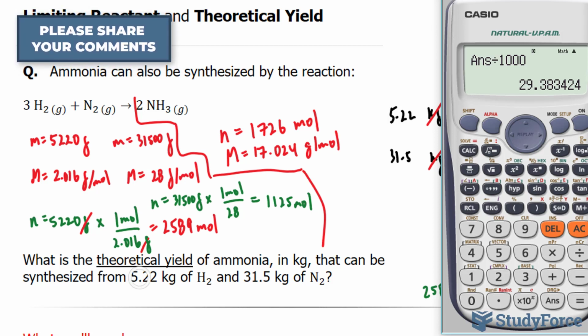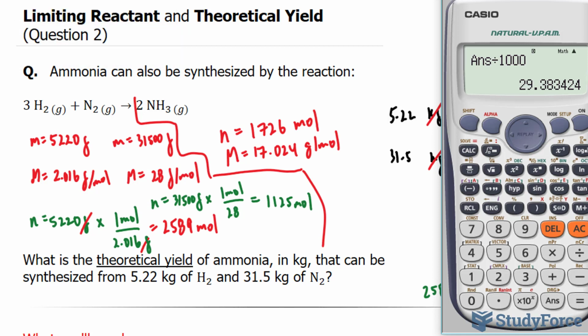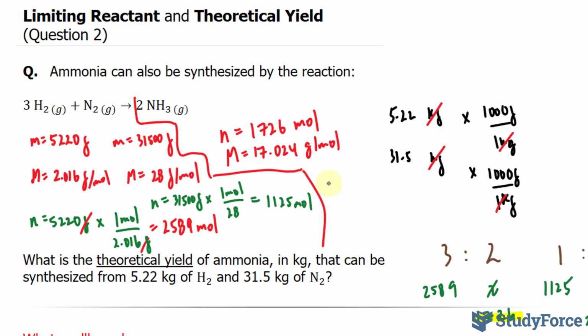Now look at our two numbers that we started with. Both of them had 3 significant figures. Therefore, our final answer should also have 3 significant figures. This 3 is the last significant figure, but it's followed by an 8, so our answer is 29.4. 29.4 kilograms of NH3 are produced, theoretically, given the following starting ingredients. And there you have it. That is how to solve limiting reactant and theoretical yield questions.